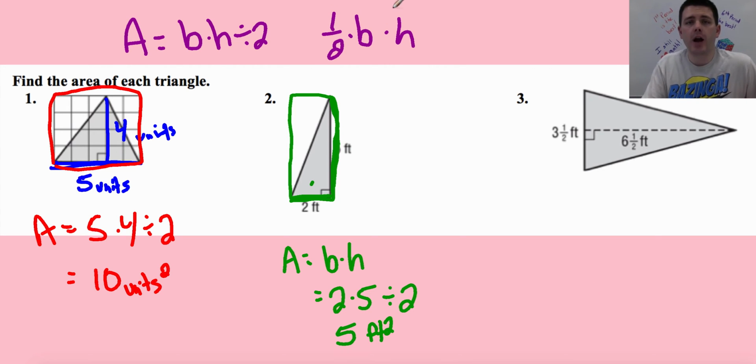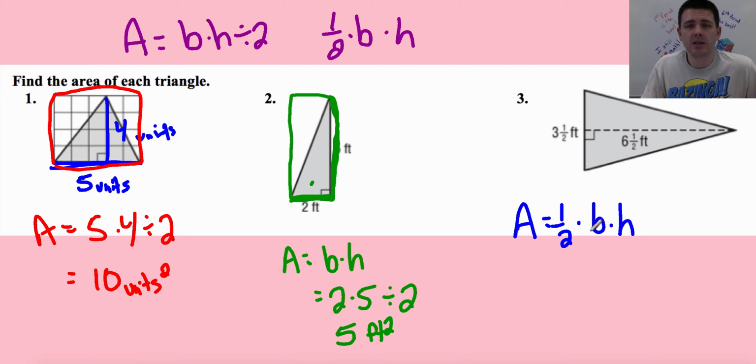Last one, fractions. Doesn't matter, we can handle it. It's just a fraction problem is all. But the same idea, base times height. But since we're dealing with fractions, let's leave it as the 1/2 instead of dividing by 2. So we need to find our base and our height.